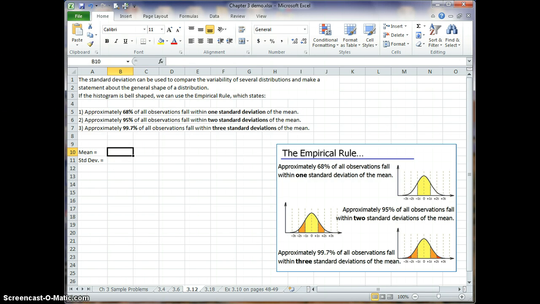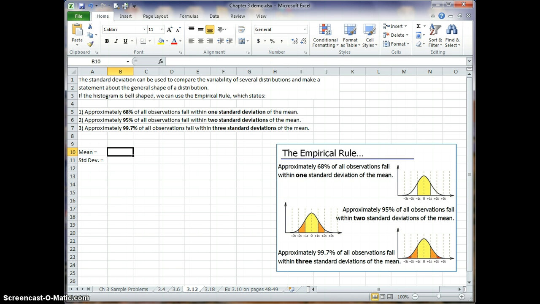Hi, in this video we'll be taking a look at sample problem 3.12. In this problem we're told that we have a set of data whose histogram is bell-shaped and yields a mean of 50 and a standard deviation of 4. Then it asks us what proportion of the observations fall within a certain range.